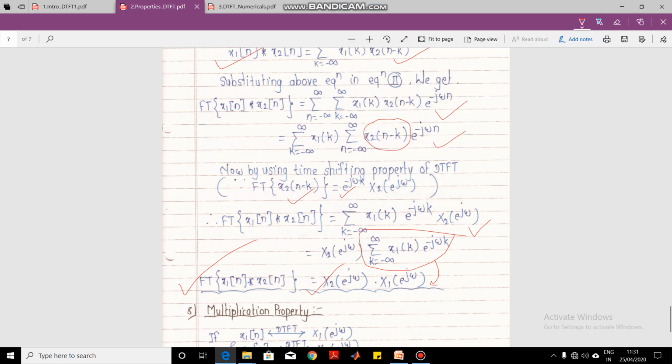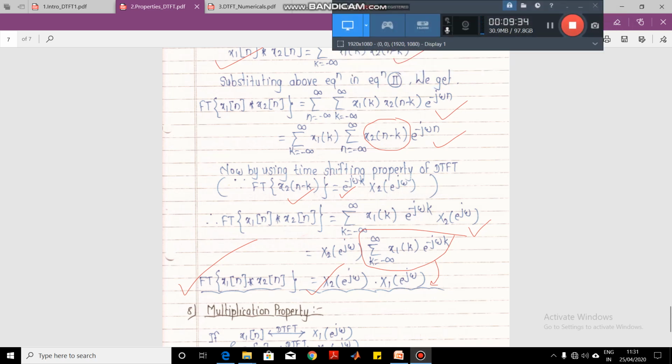So in this way, we see that the DTFT satisfies different properties. Just like the Z transform, it has so many properties, right from linearity, time shifting, frequency shifting, then the differentiation property, then the convolution property, and so on. All these properties will be helpful for solving numericals, and will help make our task simpler. So in the next lecture we will be talking about how to solve different numericals of the discrete time Fourier transform. Thank you.